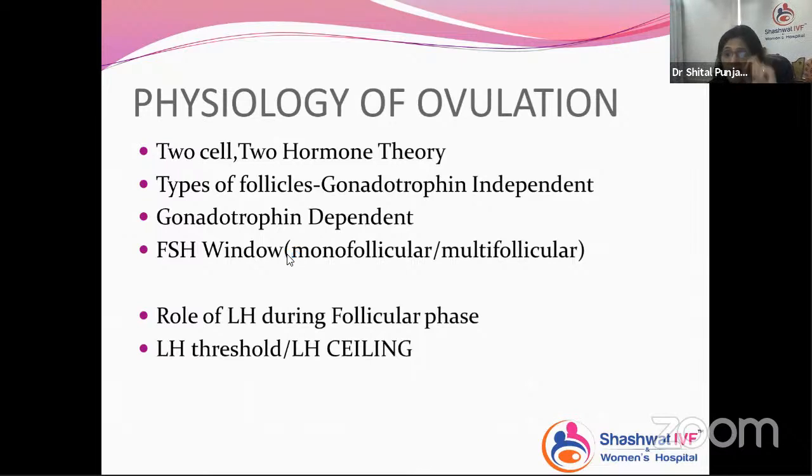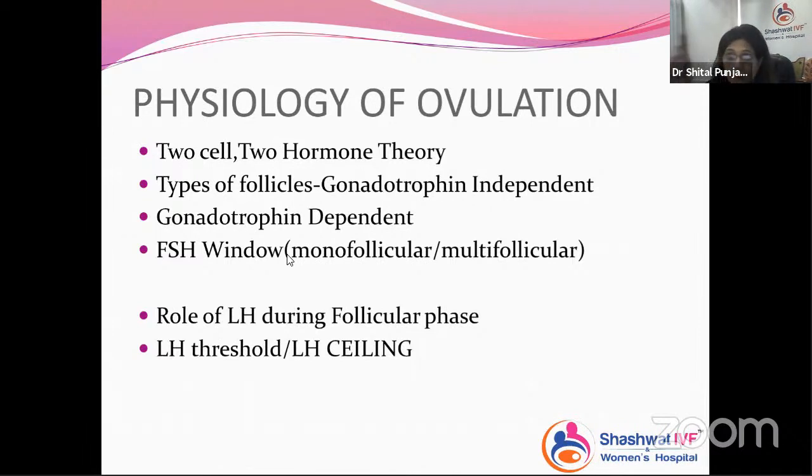Now, if somebody has chronically high LH, as in patients of polycystic ovarian disease, then this LH induces the LH receptors on the granulosa cells. It results in premature aging of the oocyte. It results in atresia of the follicle. Now, if there is atresia of the follicle, there is no ovulation and there is no pregnancy.